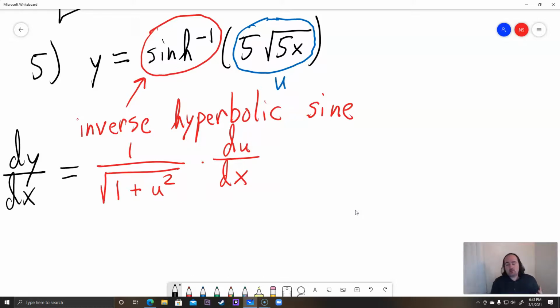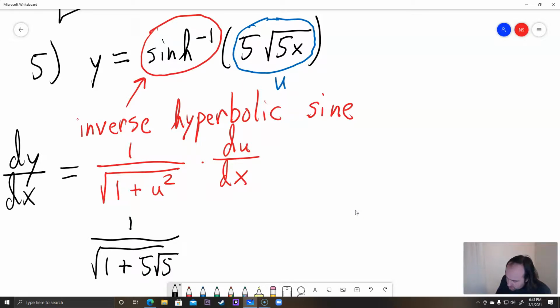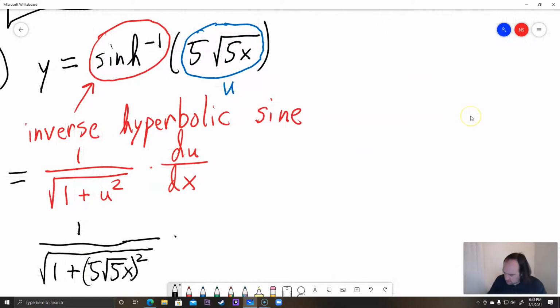Okay, but we said u was 5 root 5x. So plugging in, we have 1 over the square root of 1 plus (5 root 5x) squared, times du dx. So what is the derivative of 5 root 5x? Well, we might want to do it over here. For our u prime, or our du dx, we're going to have to take the derivative of 5 root 5x.